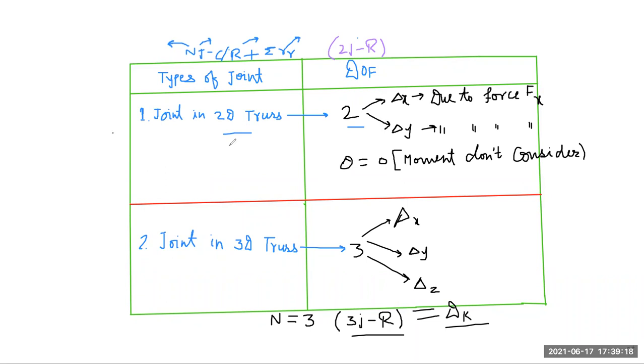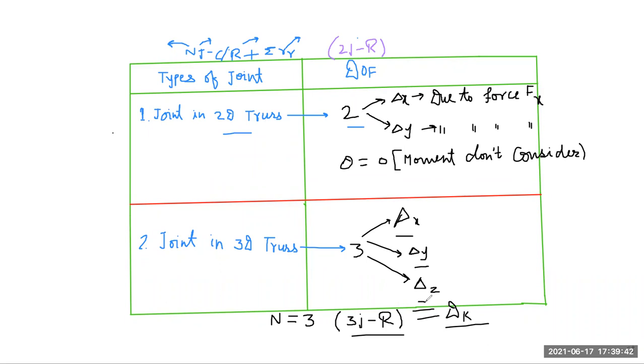So you just remember the types of joint. If your joint is in a 2D truss, then the possible degree of freedom is equal to 2. If your joint is in a 3D truss, then at a particular joint the possible degrees of freedom are 3: delta x, delta y, delta z.